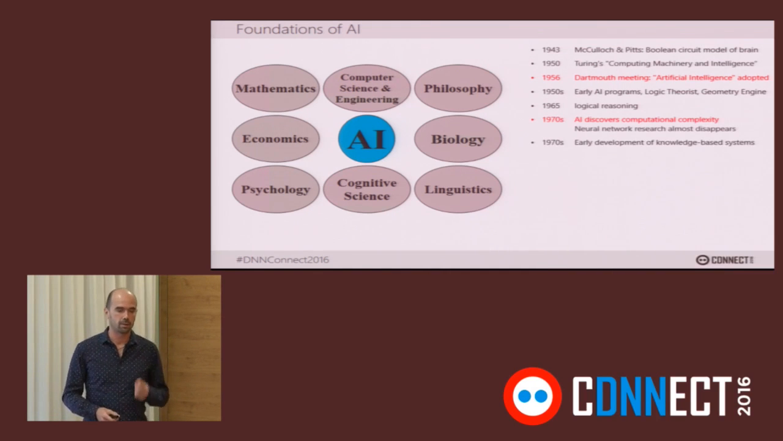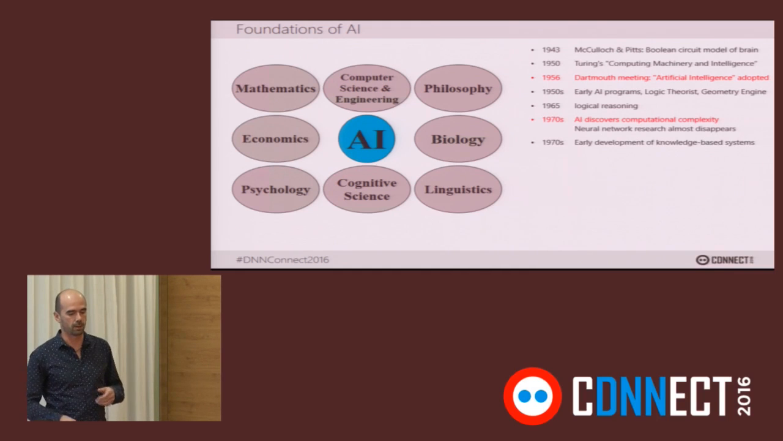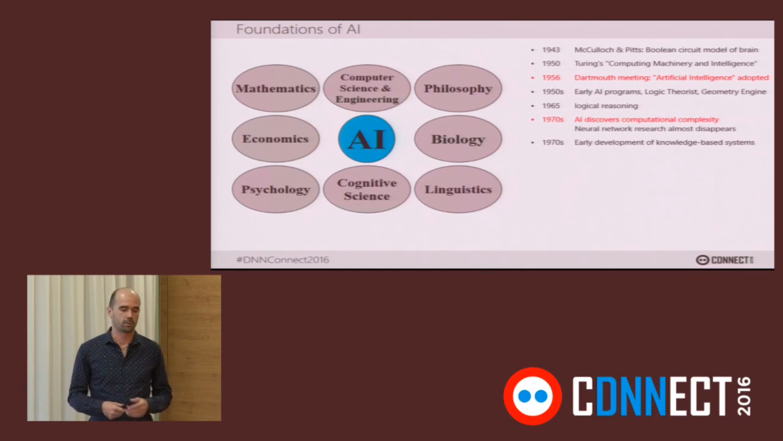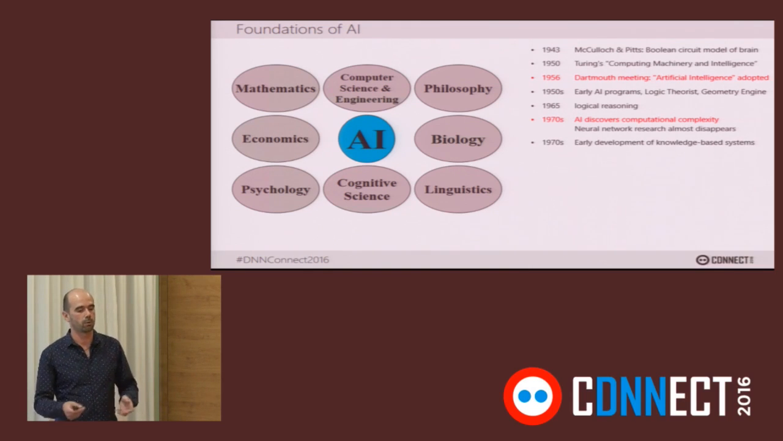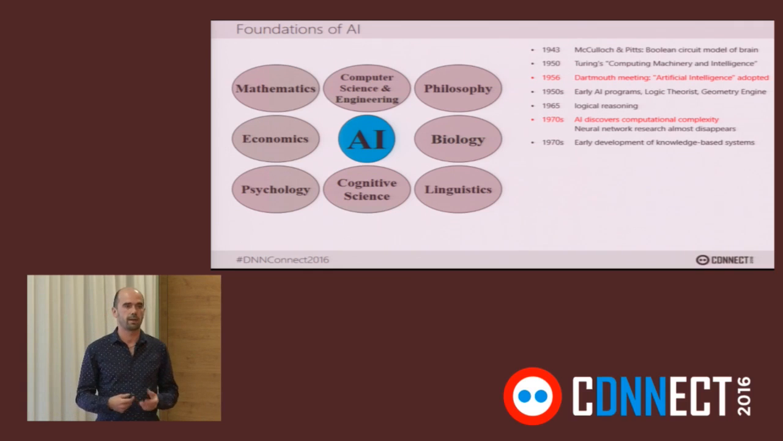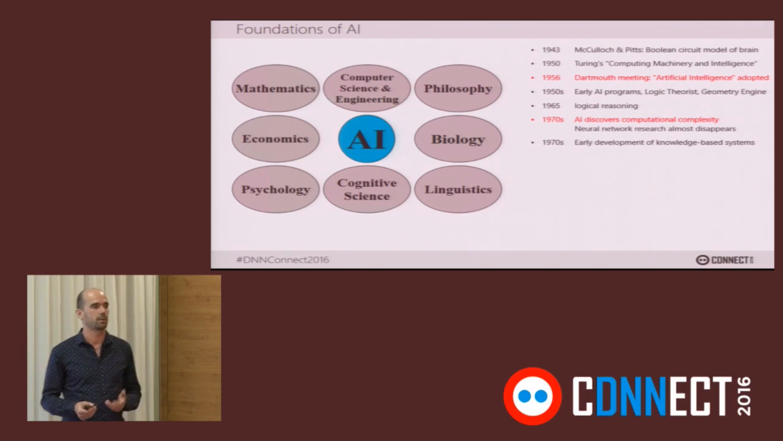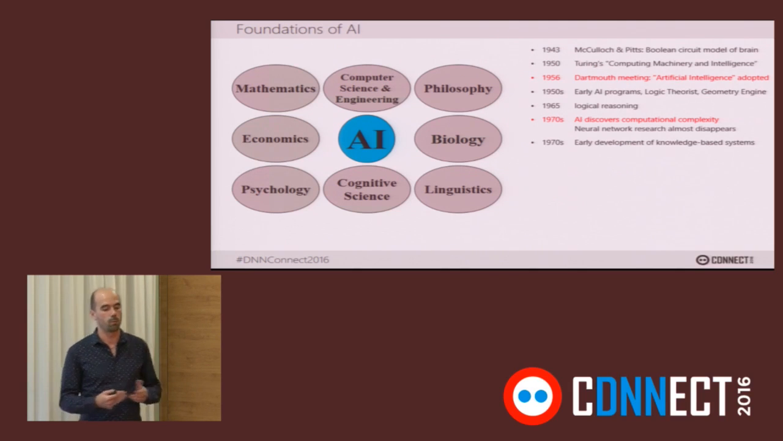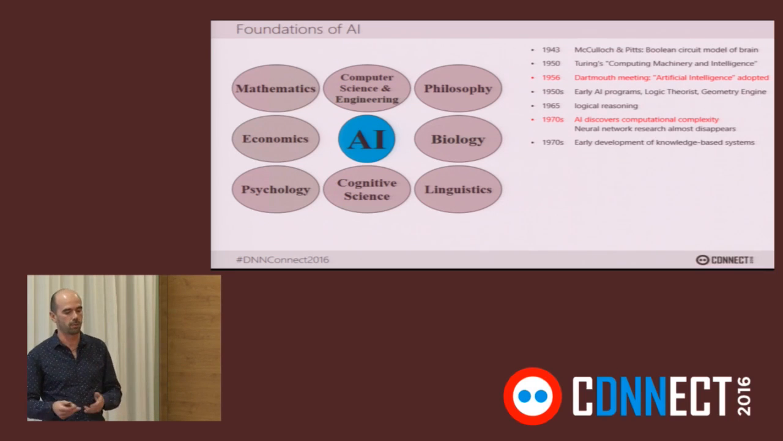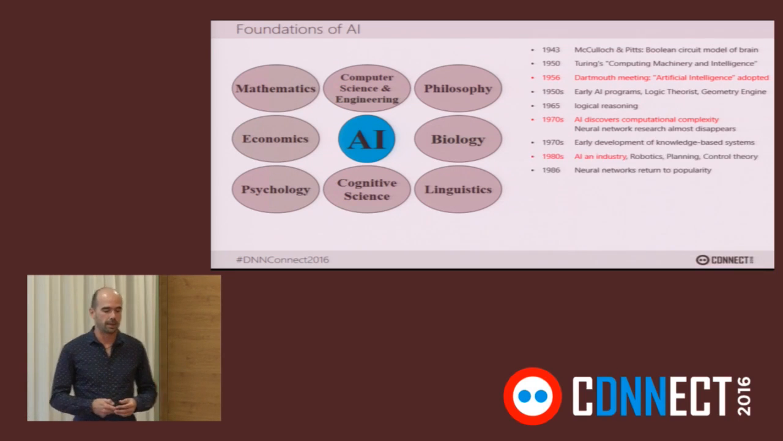And then in the 70s, there was a crisis period where they discovered that all those problems that they were solving didn't really scale up. There was a complexity issue that prevented them from reaching the moon that they were aiming for. So this is a period when neural networks, for instance, that had a really early start at the same time as the early computers, nearly disappeared from the research. And then they came back.